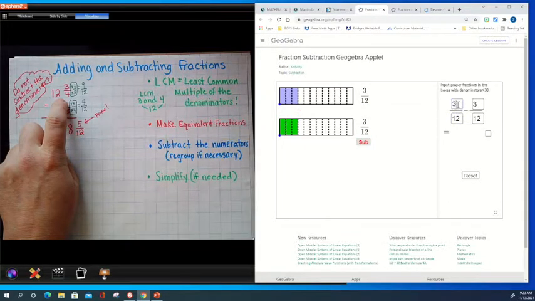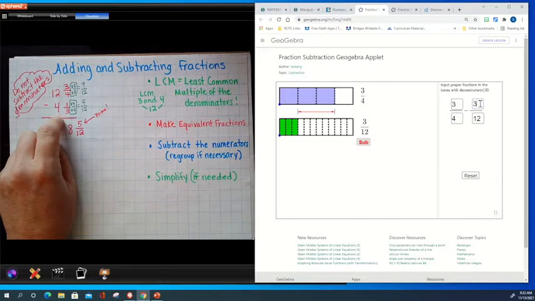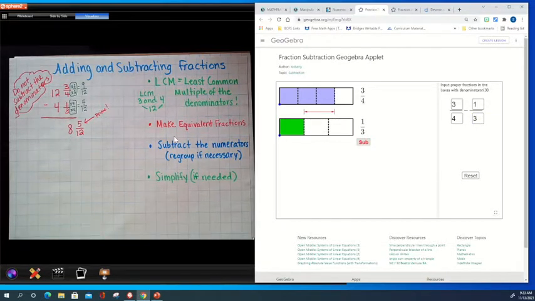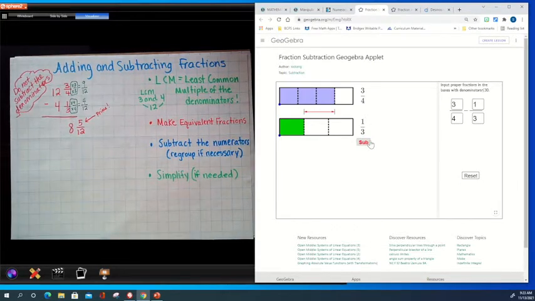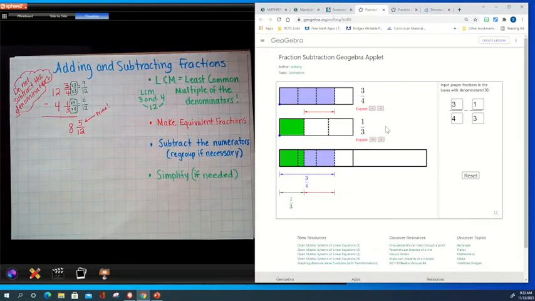9/12. Oh, wait, no, I want to start with the original. Sorry, guys. 3/4. I want to start with the original so I can show you how it helps you. And the other one was 1/3. Now we have our fraction. So we're looking at just the fraction, not the whole numbers. 3/4 minus 1/3. Again, it'll make the model for you, which I love. I love seeing the picture so you can see what's actually happening.